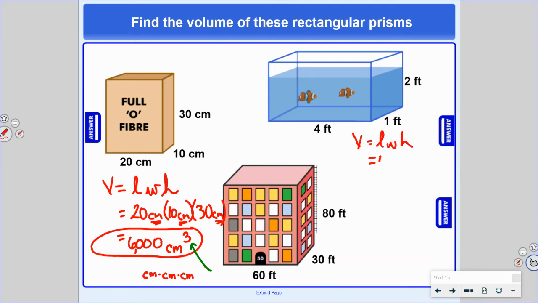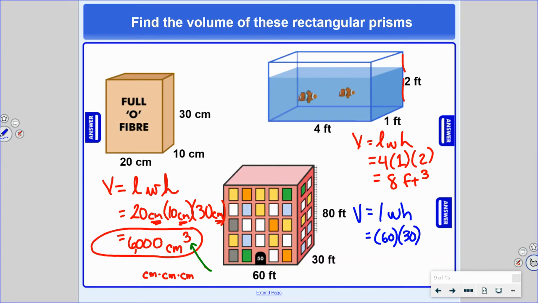Length, width, height, 4 feet by 1 foot is 4 square feet, but now build that up 2 feet tall. Feet times feet times feet would be cubic feet of water. And last but not least, you might recognize this from what we did earlier. Length is 60, width is 30. So already we are up to 1,800 square feet, but now we have to build that 80 feet tall.